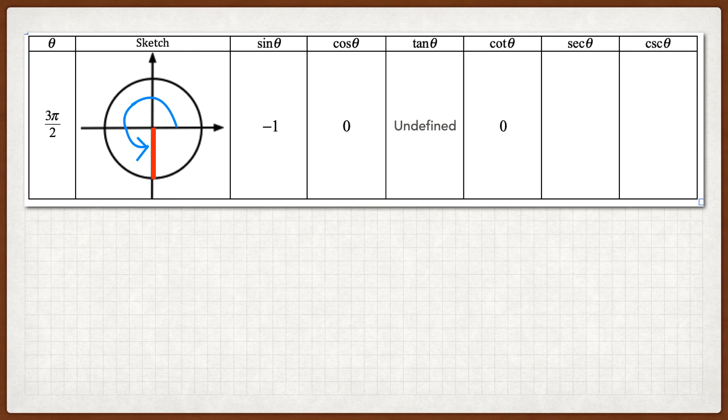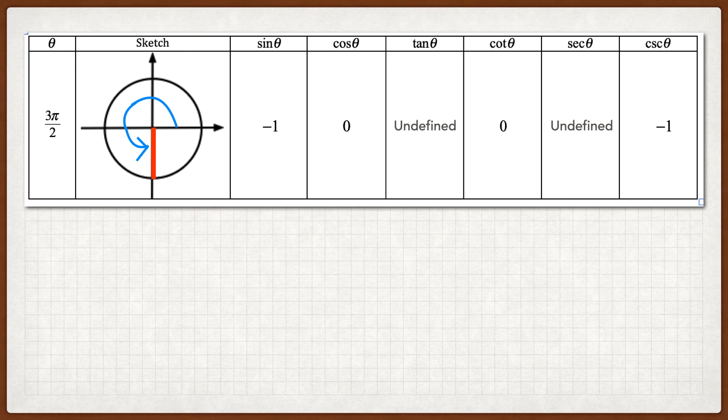We can't divide 1 by 0, so tangent is undefined. But we can divide 0 by 1. Cotan of 3 pi over 2 equals 0 over 1. Secant is 1 over cosine, again undefined, but 1 over -1 is just -1, and we're done.